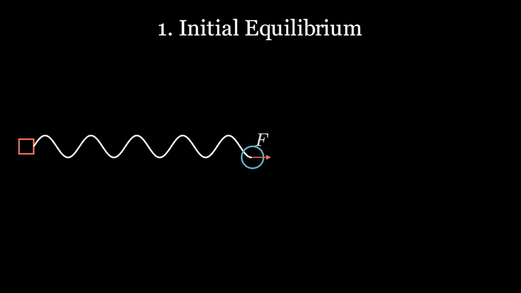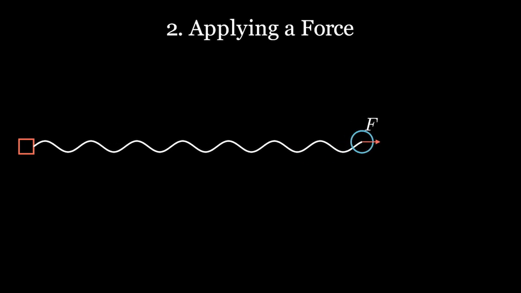Initial equilibrium. Initially, the spring begins at its equilibrium position, meaning no external forces are acting upon it. One end of the spring is attached to a fixed support while the other end is free. Applying a force. When a force is applied to the free end of the spring, it begins to deform, generating a restoring force that opposes the applied force. The magnitude of the restoring force is directly proportional to the displacement of the spring.